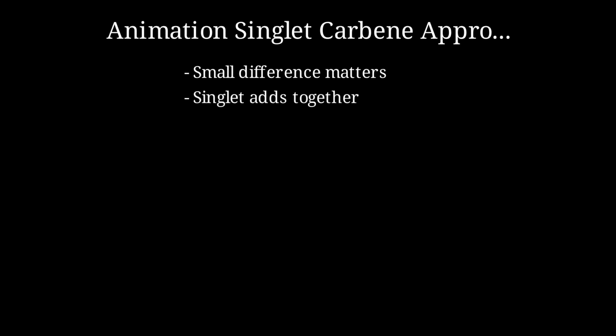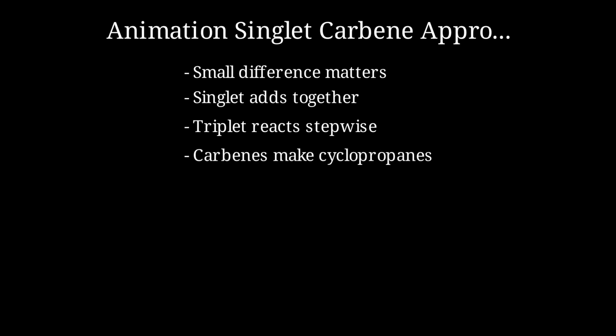Singlet carbenes react in a concerted way. They add to double bonds in one smooth motion, preserving the geometry of the molecule. Triplet carbenes react more like diradicals, stepping through the process in stages. Carbenes are how we make cyclopropanes.